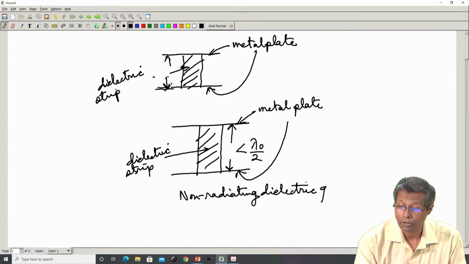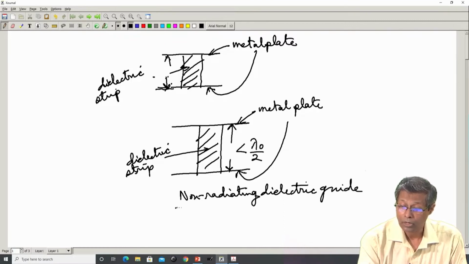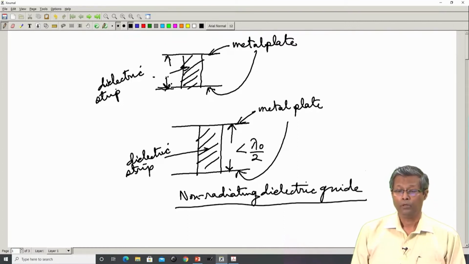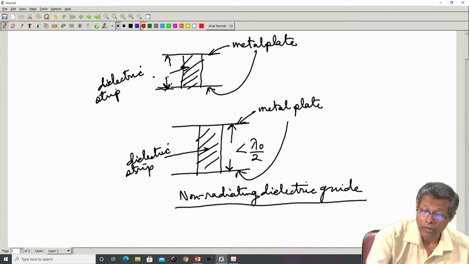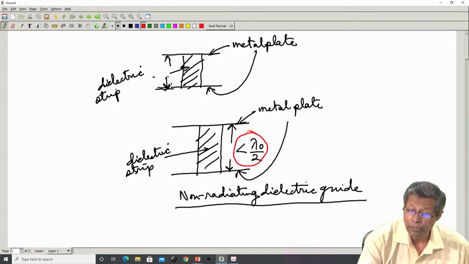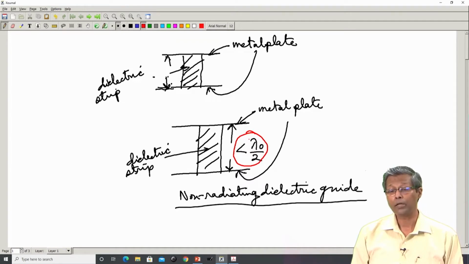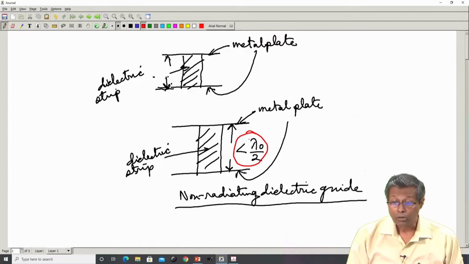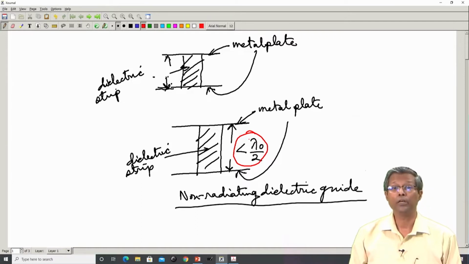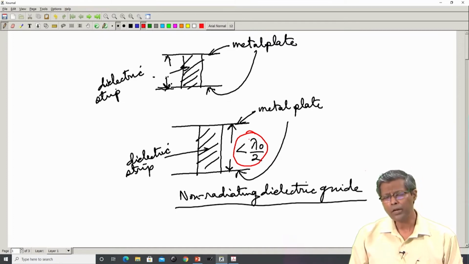So, this is the configuration of the non-radiating dielectric guide. Okay, so, this constraint that the distance between the metal plates is less than lambda 0 by 2 is what distinguishes the non-radiating dielectric guide. This constraint is what distinguishes the non-radiating dielectric guide from the H guide. The non-radiating dielectric guide is also characterized by very low loss properties up to even 94 gigahertz.